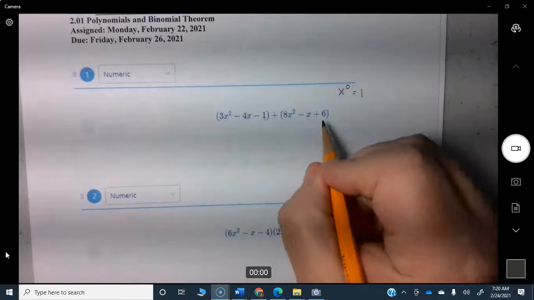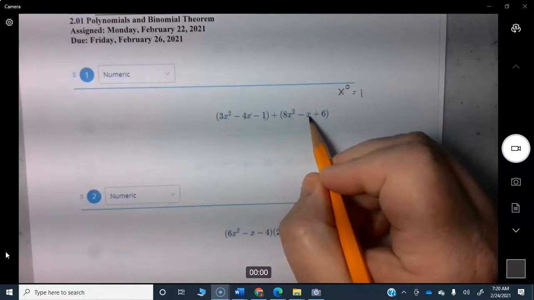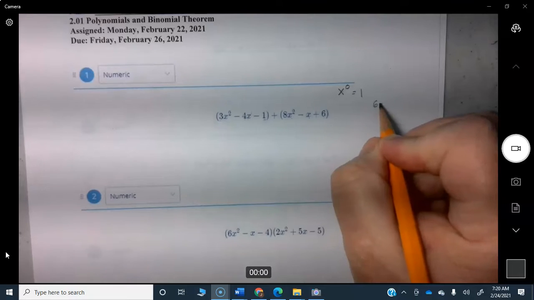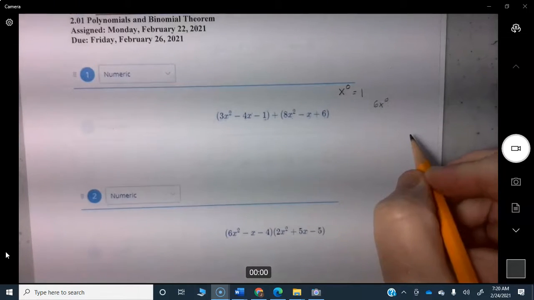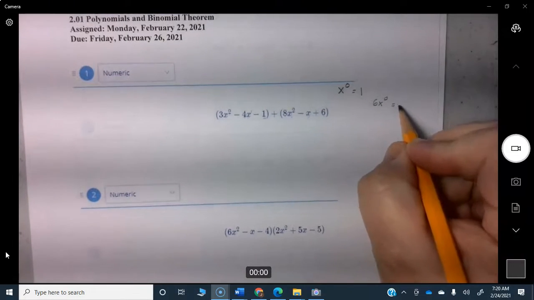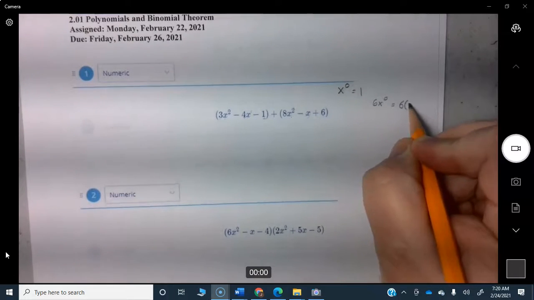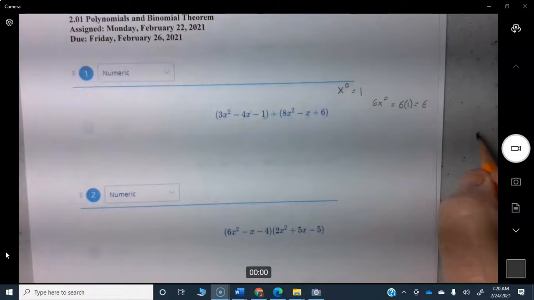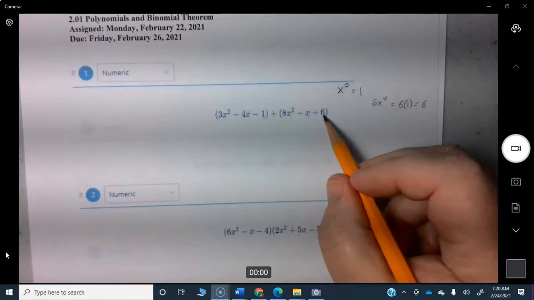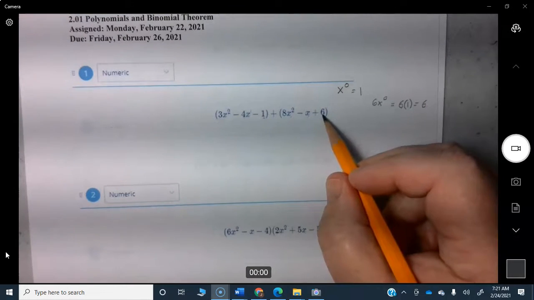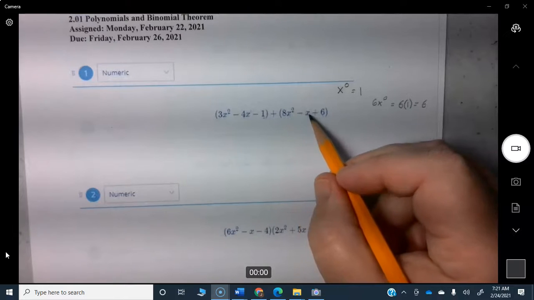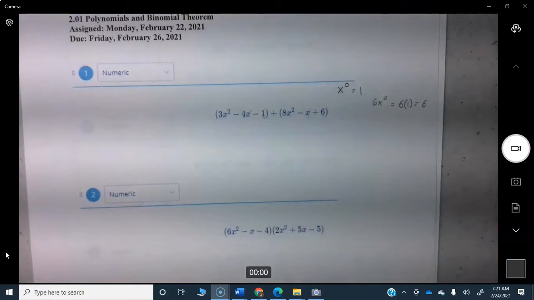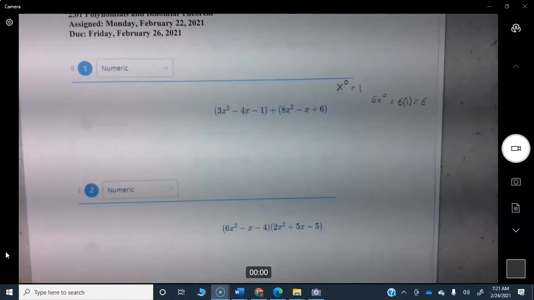So if I were to call this 8x squared and this is x to the first, I could call this 6x to the 0 power. Since x to the 0 power equals 1, that would be equivalent to 6 times 1, which would equal 6. So you can think of that as 6 times x raised to the 0 power. So x to the second power, x to the first power, x to the 0 power. We're not going to get into that. I mean, you could just say there's no variable, there's no exponent there, though.